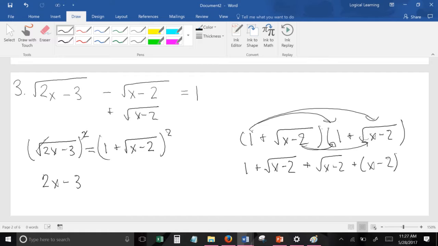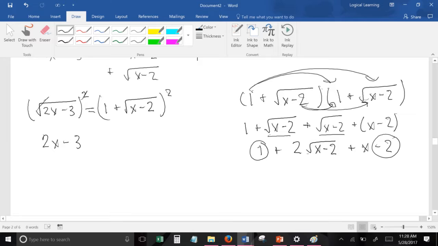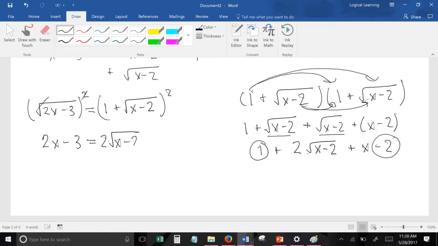Now remembering, when we have two radicals like this with the same thing, we can add them together, and that's going to give us 2 times the square root of x minus 2. So we have 1 plus that, and then plus x minus 2. Now we can take this 1 and this negative 2, and if we add those together, well, we know that 1 minus 2 is negative 1. So let's go ahead and write that over here. So we have equals 2 times the square root of x minus 2. We have plus x, and then doing 1 minus 2, we get minus 1.